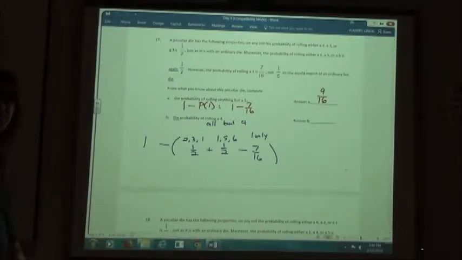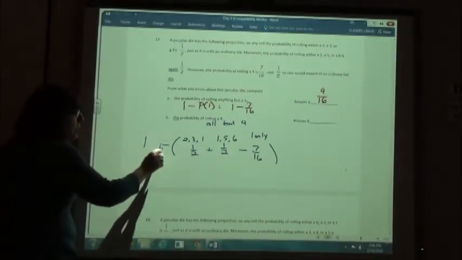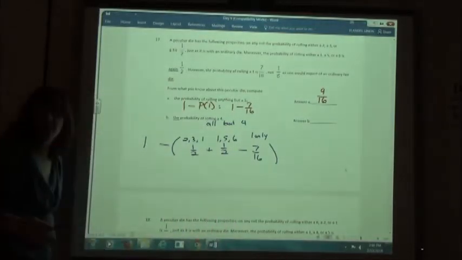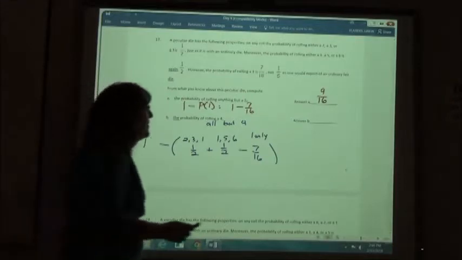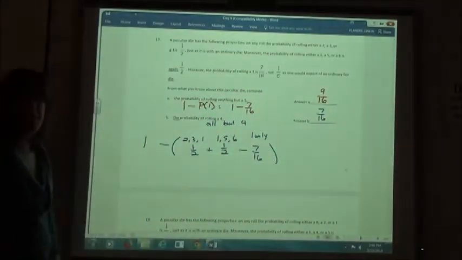And you get? 4, 3, 7, 9. I don't think so. 1. Nope, I shouldn't get 1. If I look at this, 1/2 plus 1/2 is 1. So I'm going to have 1 minus 1, which would cancel out, minus a negative, going to make that a positive. I should end up with 7/16 when I'm done.